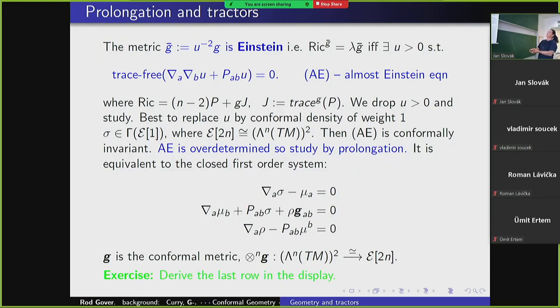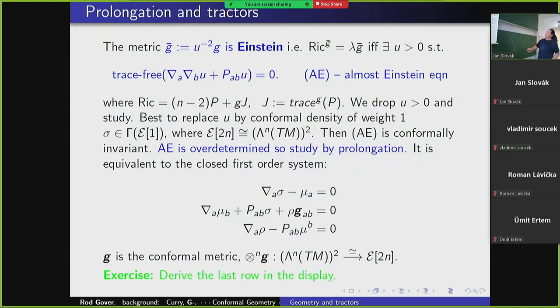I'm hoping everyone knows what the Ricci tensor is. So here's the trace adjustment formula. Ricci is, that should be a d plus 2 if I'm in dimension d, sorry. But in dimension n it would be n minus 2 times Schouten plus g times j, where j is the metric trace of Schouten. Okay, so it's just a trace adjustment.